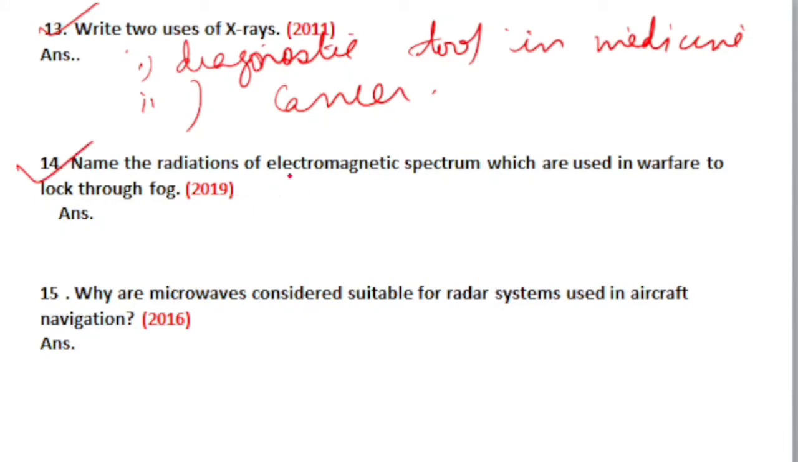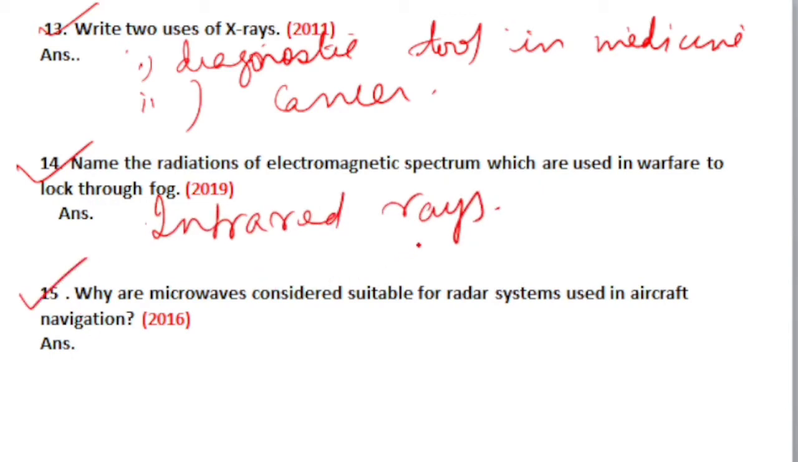Name the radiations of electromagnetic spectrum which are used in warfare to look through fog. Which radiation is used? Guess the answer. Yes, very good. Infrared rays, right? Now next, question number 15.